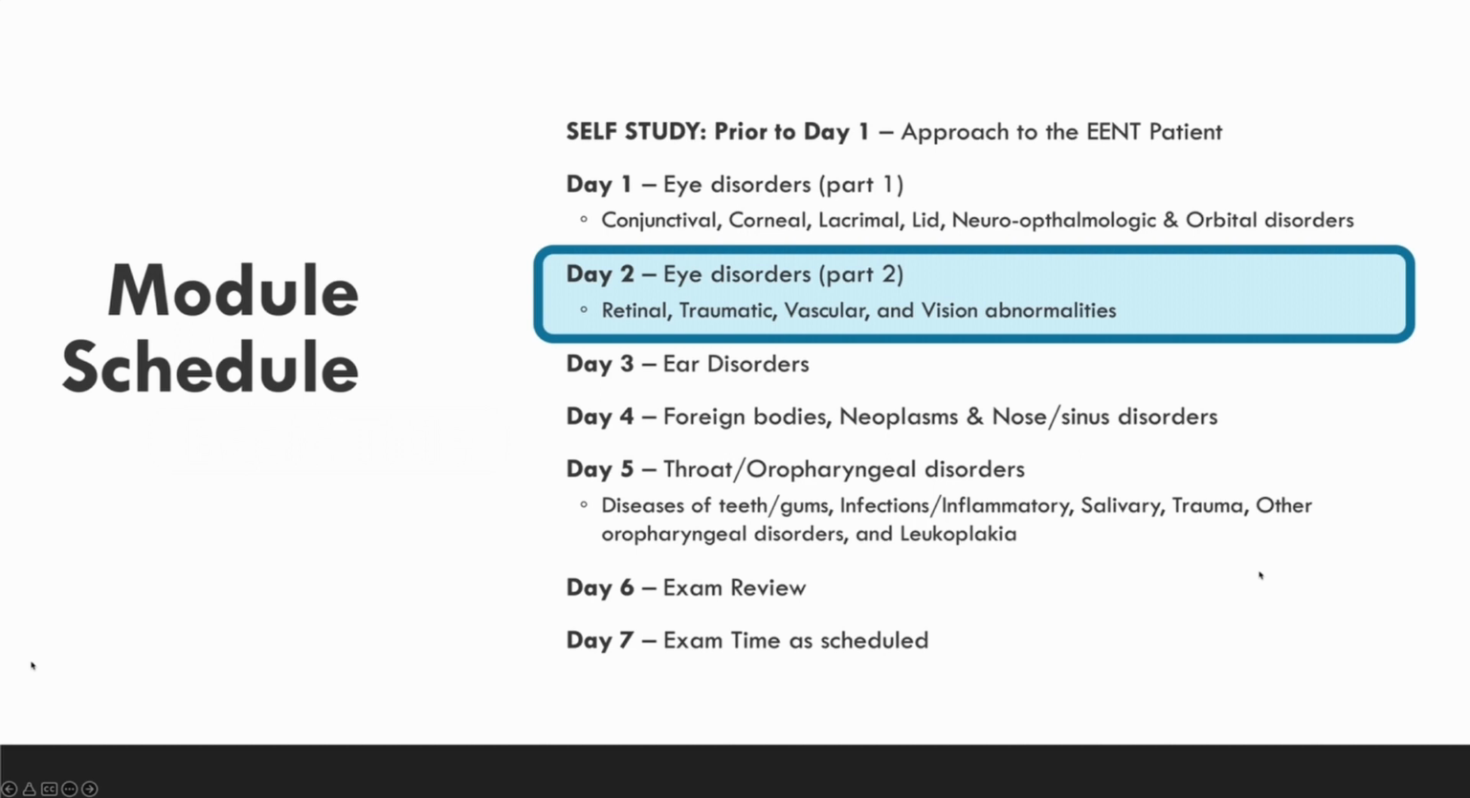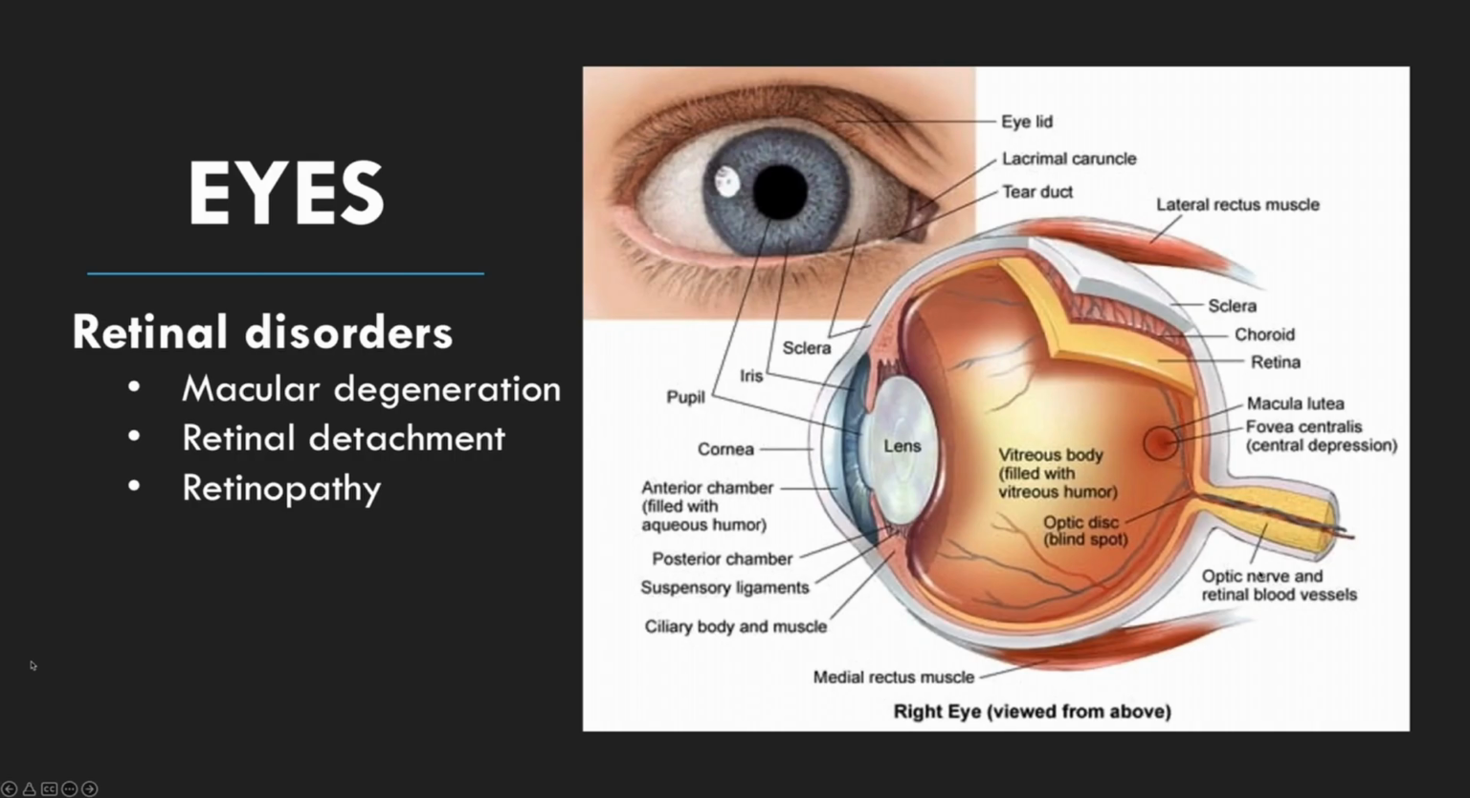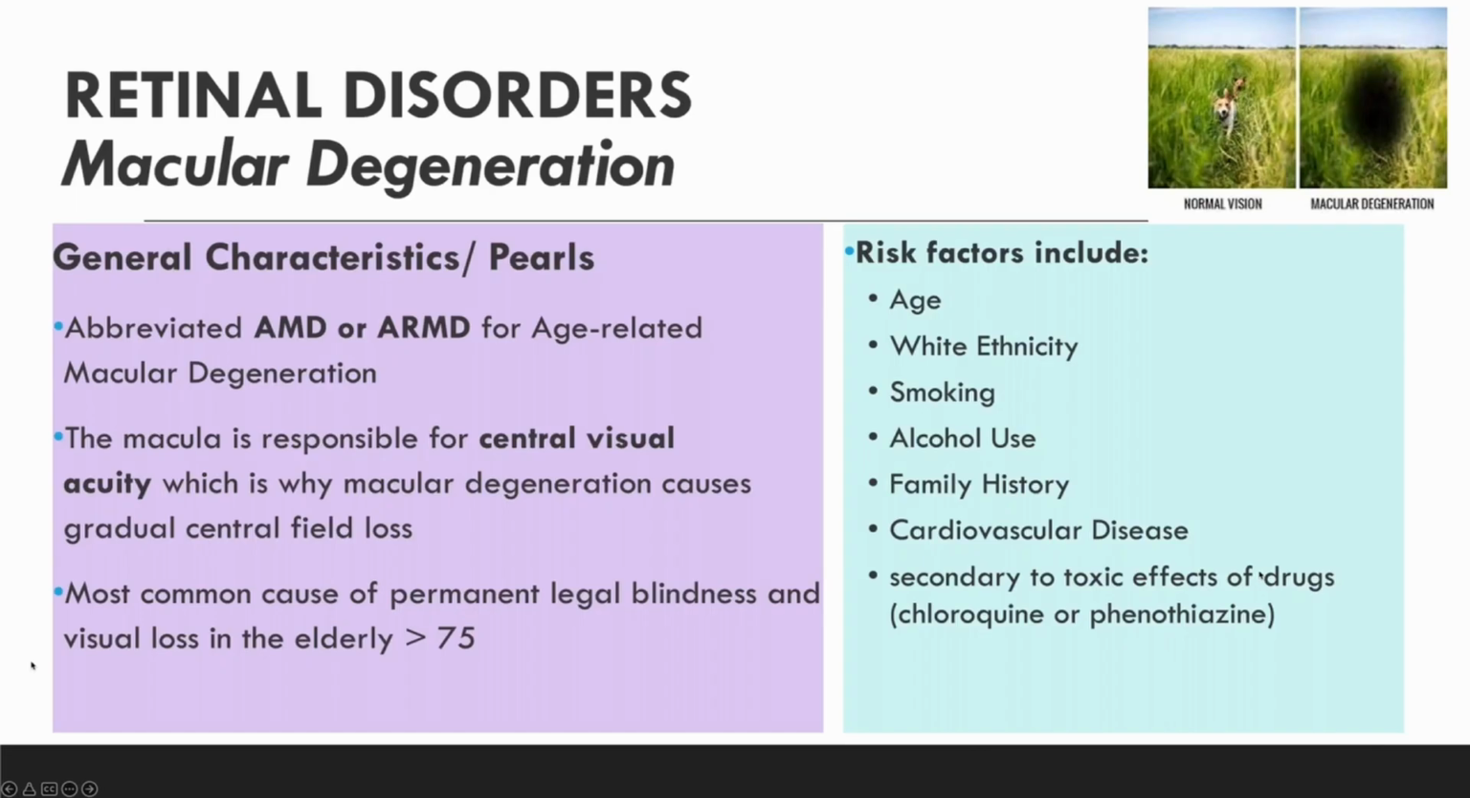As always, here are your learning objectives for you to follow along with. First off, we're going to cover retinal disorders, and the three retinal conditions that we're going to cover are macular degeneration, retinal detachment, and various forms of retinopathy. So let's start off with macular degeneration. So macular degeneration is also known as age-related macular degeneration. And so you can see it abbreviated as AMD, ARMD, or just called macular degeneration.